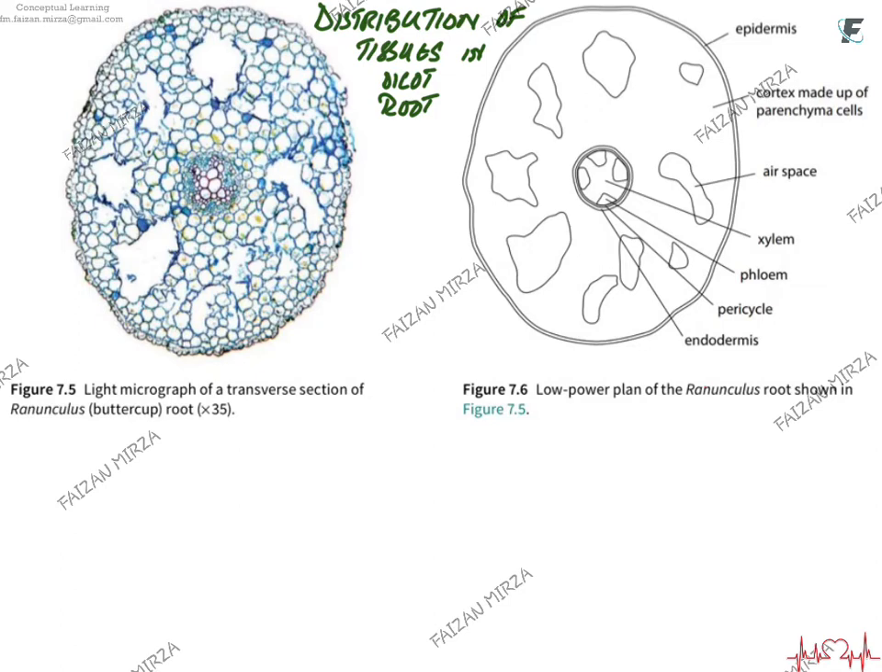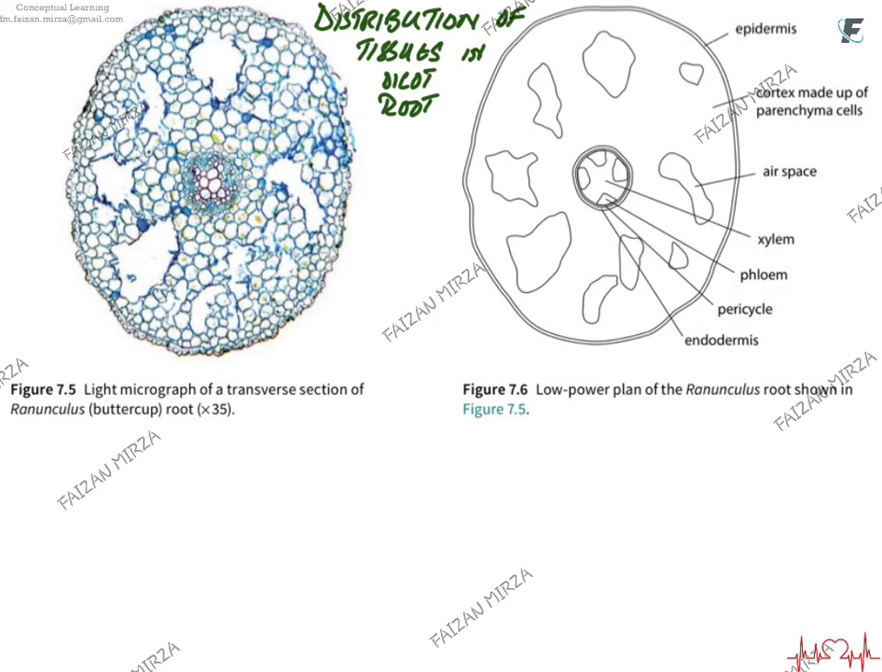So this is the epidermis, the outermost lining, and this is the cortex, and here you have the endodermis. This circle is the endodermis, and then you have xylem, and this is phloem. Just beneath the endodermis, and before the vascular bundle, you will have a layer of 1 to several cells thick, and this is the pericycle.